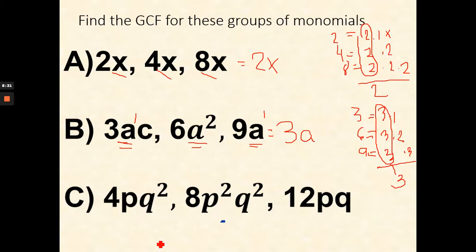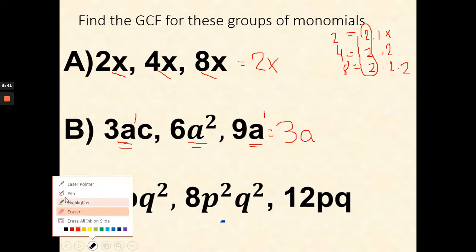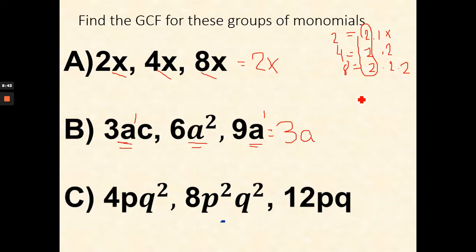Next. How about here? Can we erase this part so that we can show how to find the greatest common factor of the coefficients? The coefficients are 4, 8, and then 12. Let us factor. What are the factors of 4? You have 2 times 2.